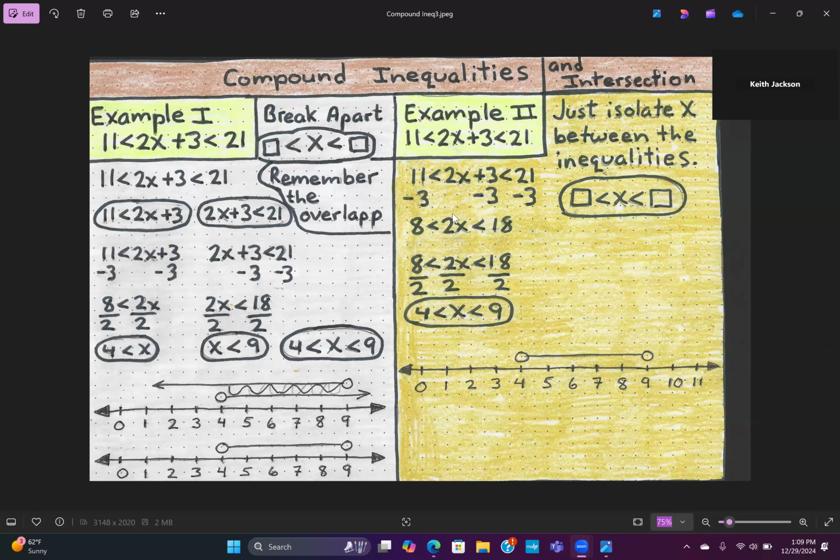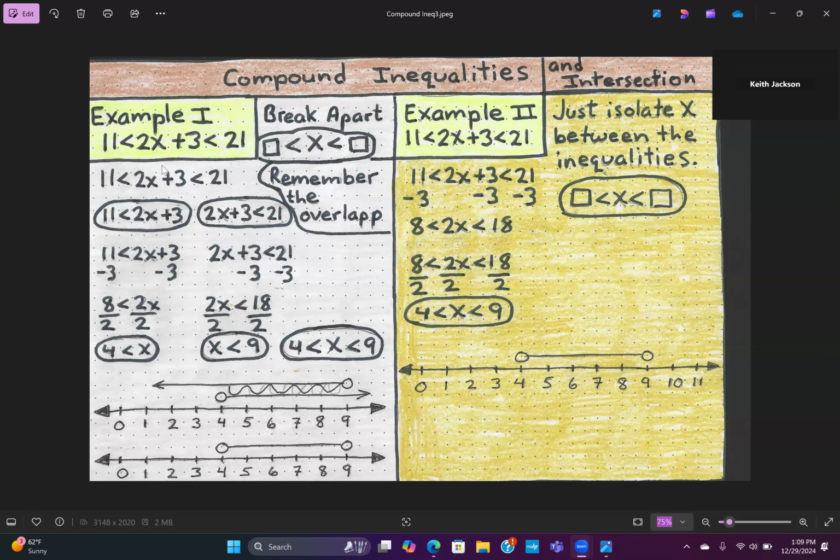So here we go with big example one, in which we have 11 is less than 2x plus 3 less than 21. And you're probably saying, well, what do I do with that? Well, we can break this compound inequality apart into two regular inequalities, just as long as we include the number and its attached variable, a number on one side of the inequality and another number on the other side.